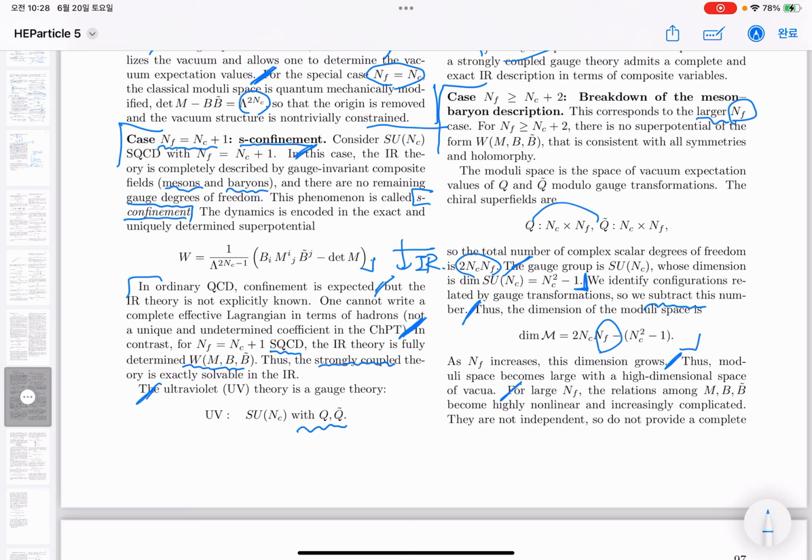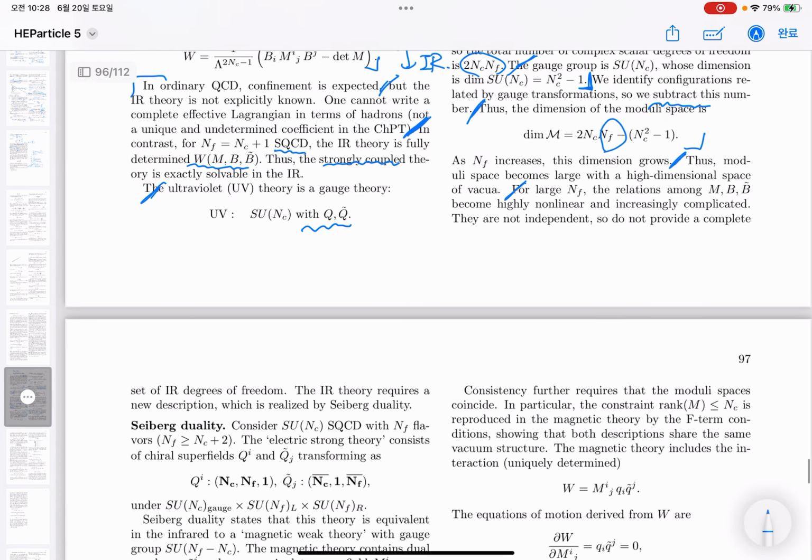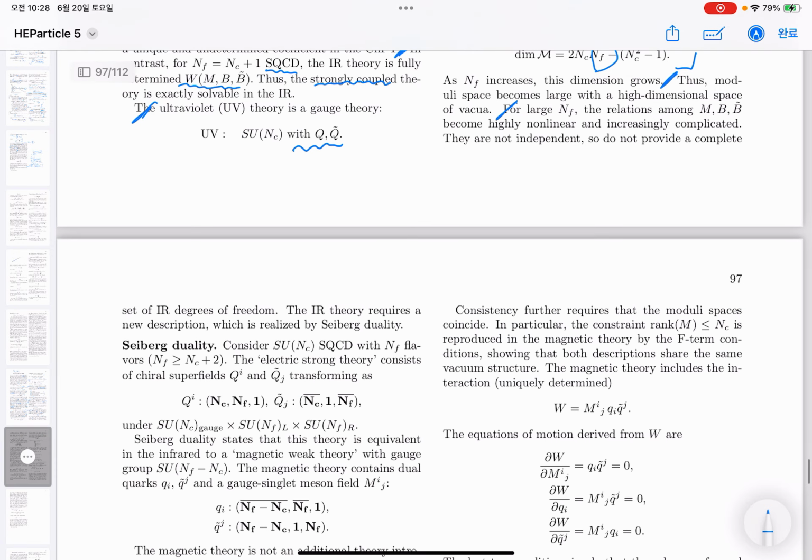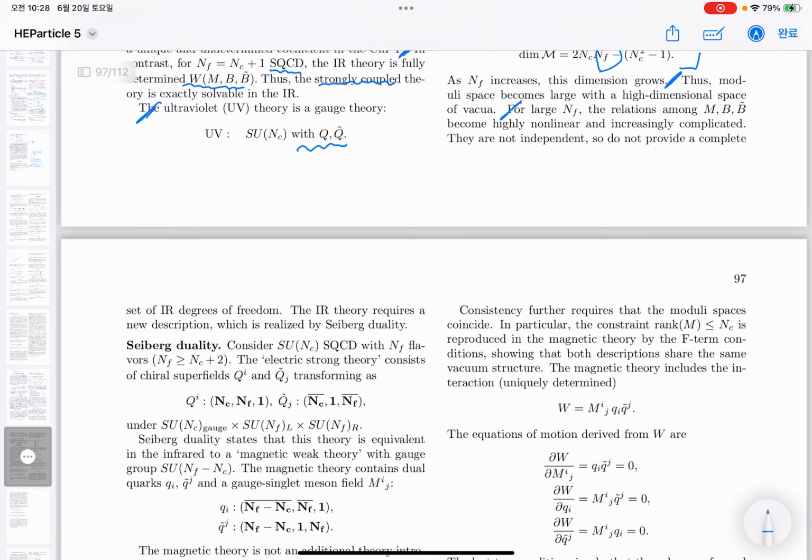So for large N_up, the relations between the confinement operators become highly nonlinear and very complicated. The relations are not independent, so this cannot provide the complete set of IR degrees of freedom. So the IR theory requires a new description, which is realized by the Seiberg duality.